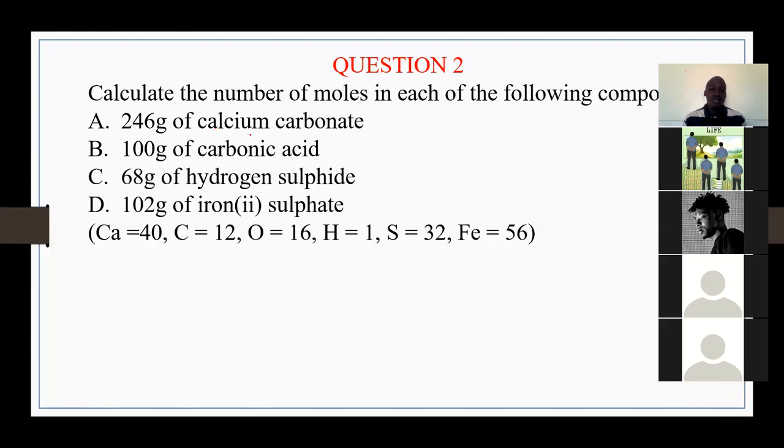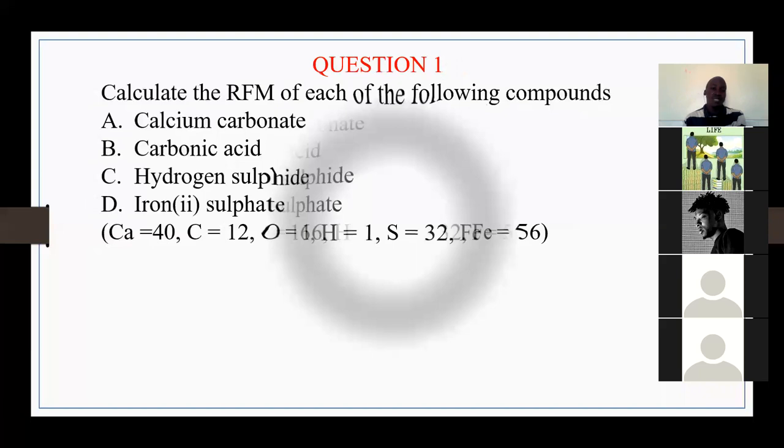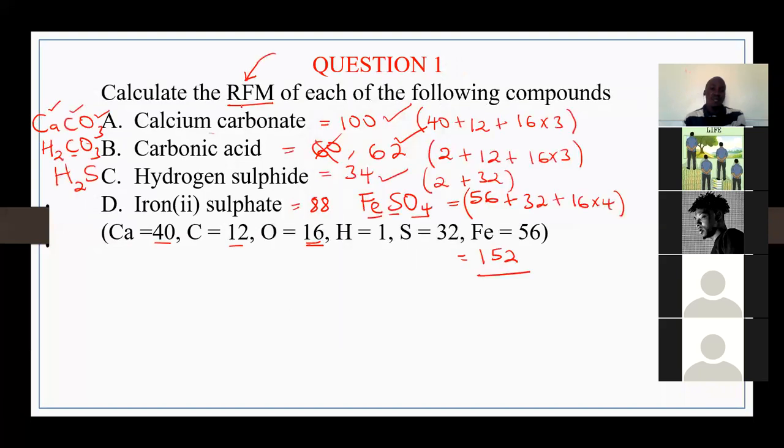Now, what if you are given a mass of a compound and you want to determine the number of moles? In the previous slide, we have seen that the relative formula mass is equal to 1 mole of a compound. But now, for example, in part A, 100 grams of calcium carbonate are equal to 1 mole of calcium carbonate. Yes, we are only looking at 1 mole for all these ones. Once we are finding the RFM, we are finding the mass of 1 mole.